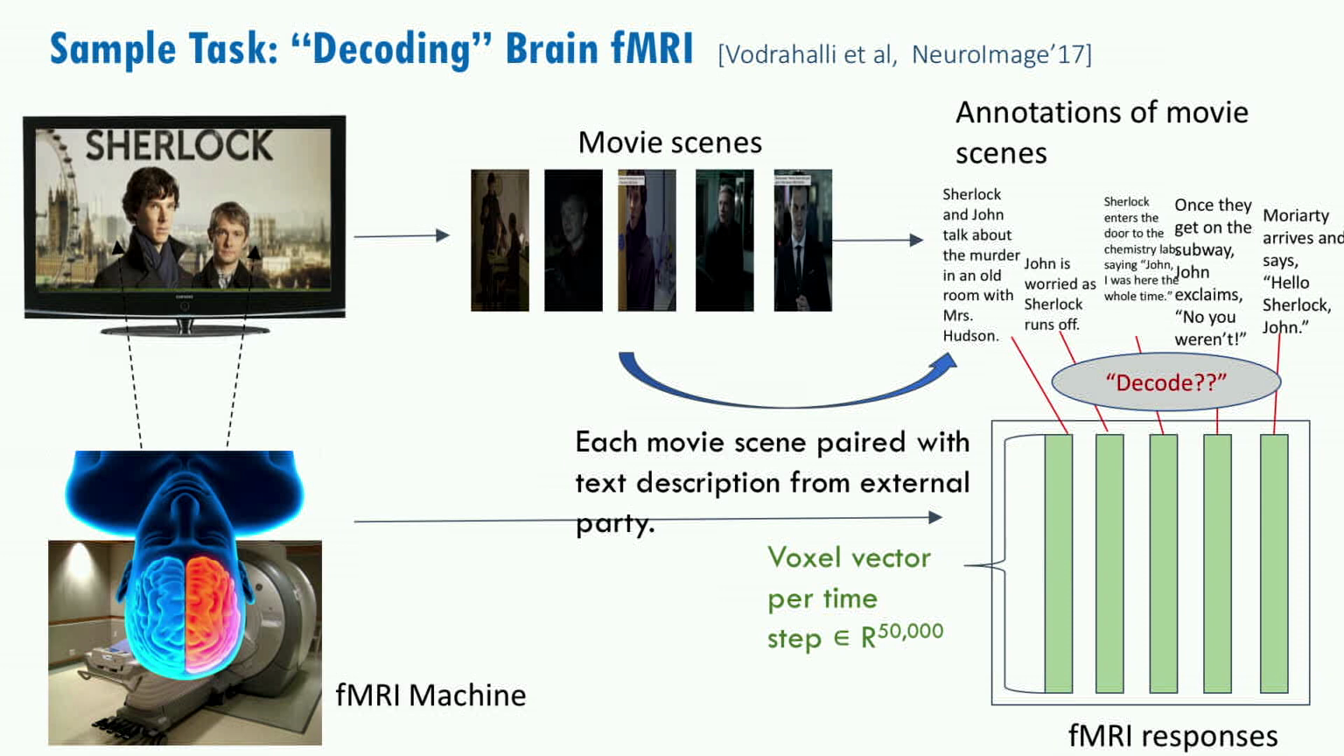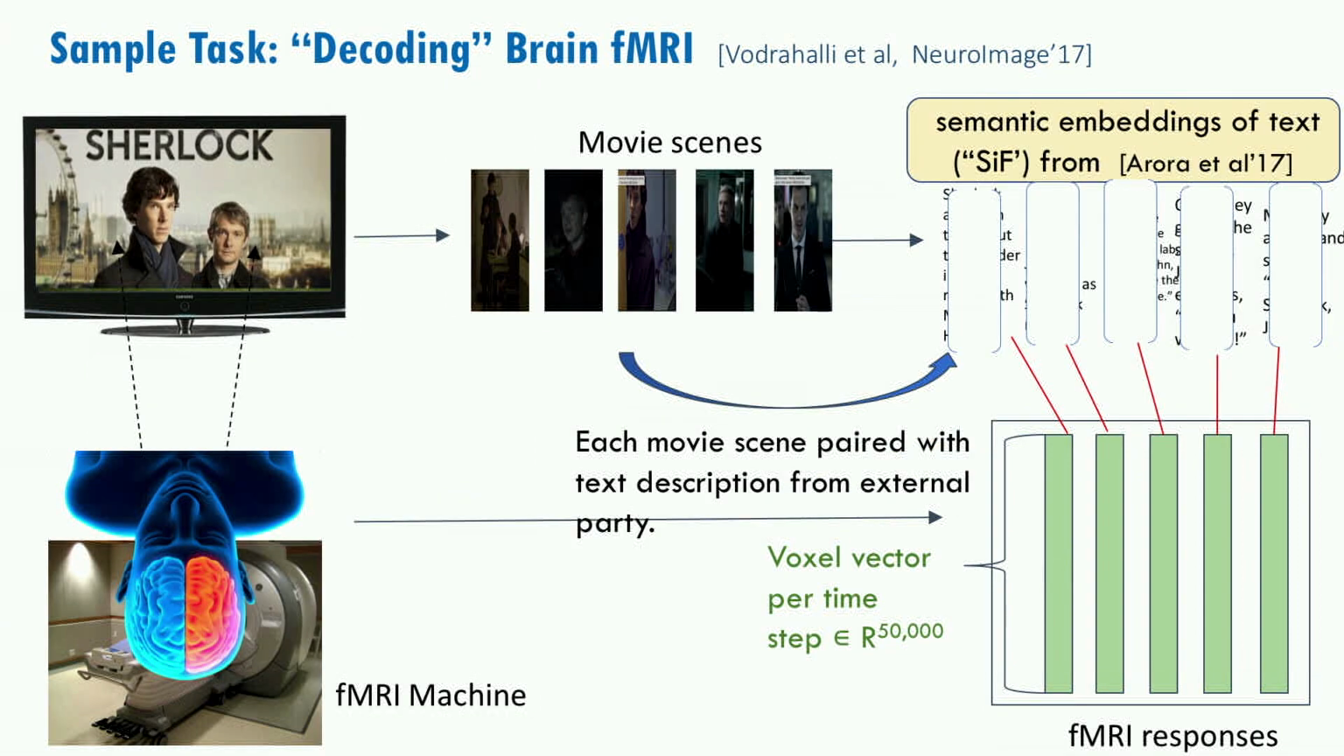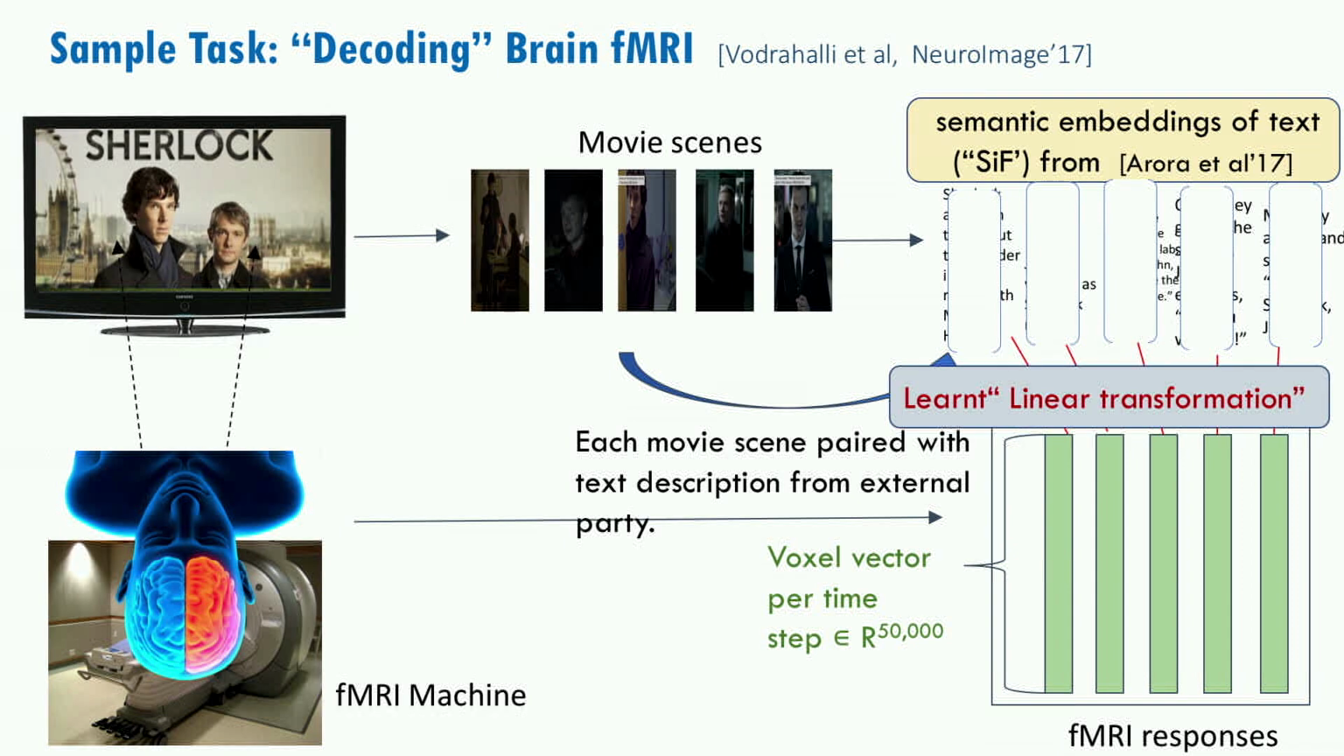I would argue it's somewhat overselling. It's not decoding. It's some kind of a correlation. So all right, so that's what we did. Now I want to emphasize that this is not a typical applied math problem because there was no mathematical model for language, and so we replaced it with our representations of human language, the CIF vectors. And now you have a vector and a vector, and now you can try to correlate them, and that's what we did. There's a learned linear transformation that does that, and it has a surprisingly high success rate in actually matching up fMRI with the language representation.